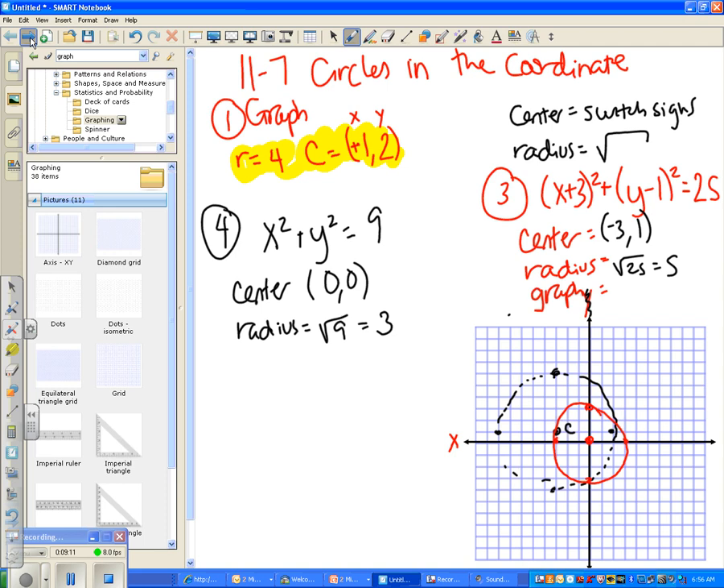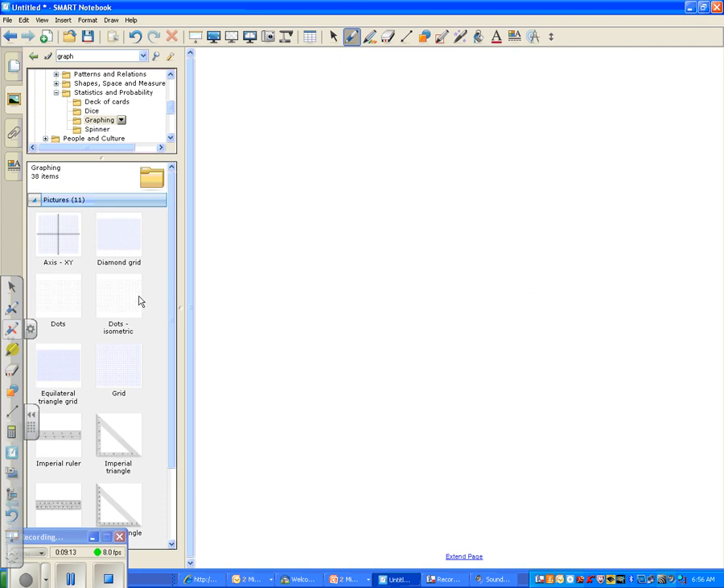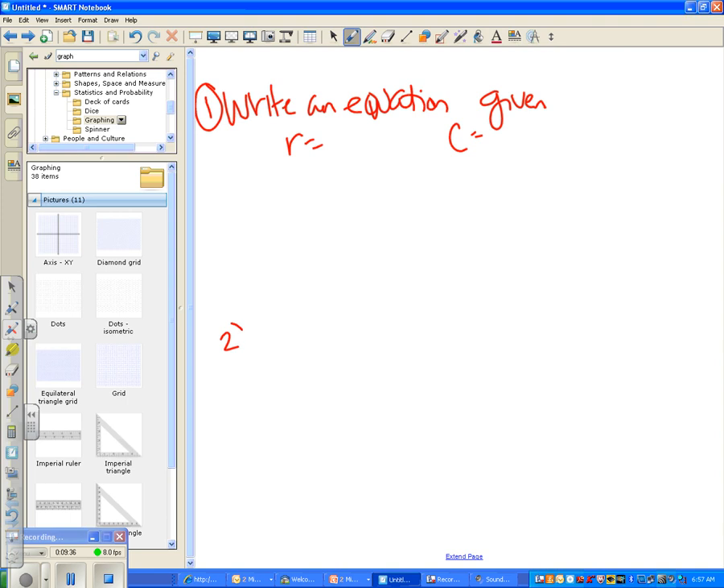The last thing I'm going to ask you to do is to write an equation given, there's going to be 2 different types of this. Write an equation given what the radius is and what the center is, and then I'm going to ask you to write an equation just given 2 points.